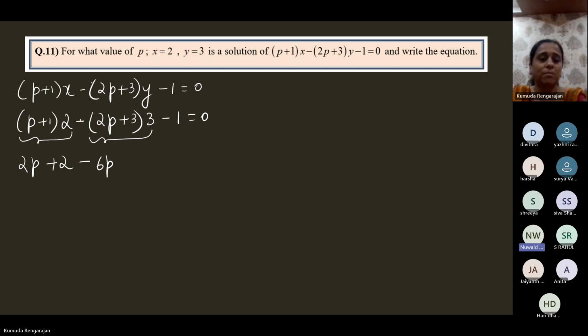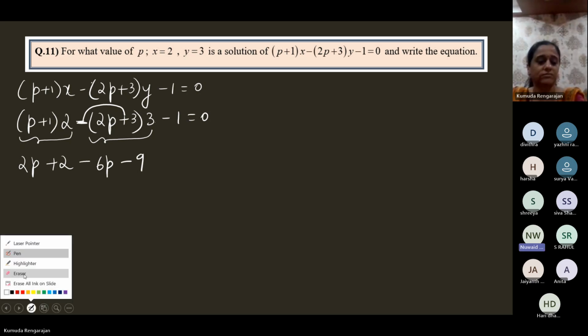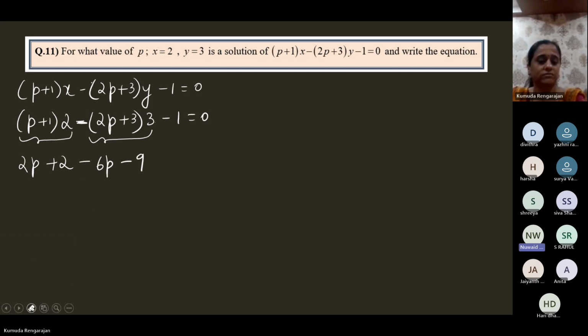How plus 9? Minus into plus, minus. 3 into 3 is minus, so minus 9. Minus 9. Minus 1 equal to 0. So 2 minus 9 minus 1 will become minus 10. So 2p plus 2. What is 2p minus 6p? 2p minus 6p is minus 4p. Plus 2 minus 9 minus 1 is minus 8.